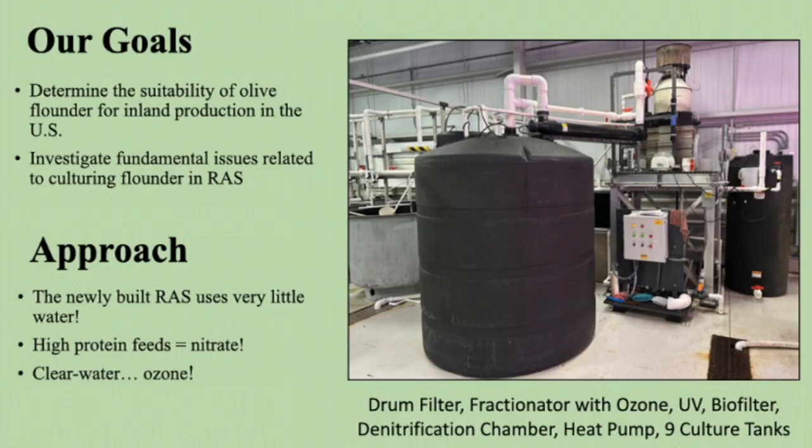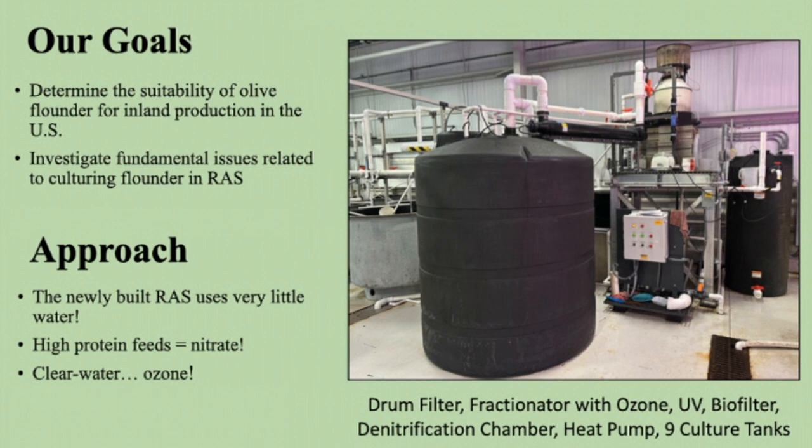Our goal is to determine the suitability of olive flounder for inland production in the US, and also to investigate the issues or problems that we encounter while raising the species. So for that, we have built the RAS system. That's my newly built system. I know it's not the complete picture, but I'll have 9 tanks over here.